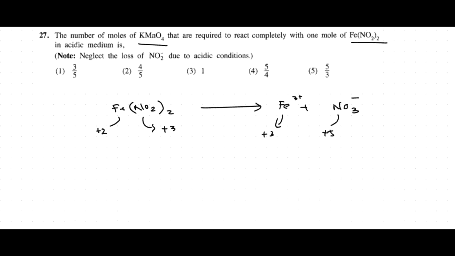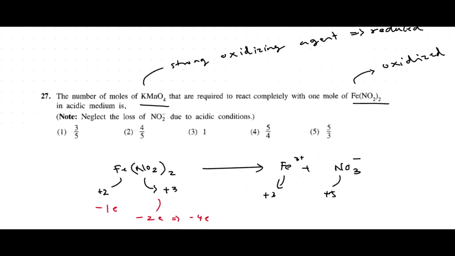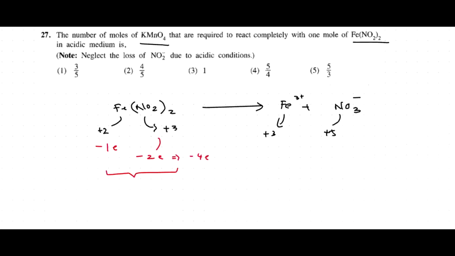So here, when an ion gets oxidized, electrons are lost. Therefore, the ferrous loses 1 electron and the nitrogen loses 2 electrons, but there are 2 nitrites. So altogether, it loses 4 electrons. So the ferrous nitrite as a whole loses 5 electrons to oxidize completely. So therefore, 1 mole of ferrous nitrite loses 5 electrons in order to get oxidized.